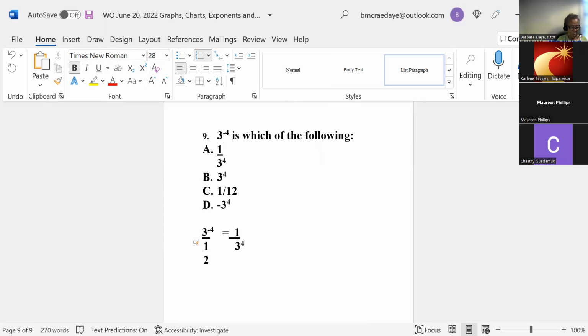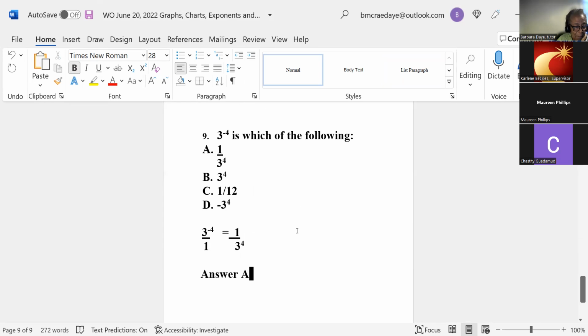Got it, Maureen? Yeah, I figured that out too, but I didn't write it because I figured it was wrong. Okay, so the answer is A. 3 to the minus 4 is 1 over 3 to the positive 4. So all you do is just flip it. The numerator, this is the denominator 1, that becomes the numerator. And the minus 4 becomes a plus 4. And you don't have to put a plus here. That's the default. So the answer is A.